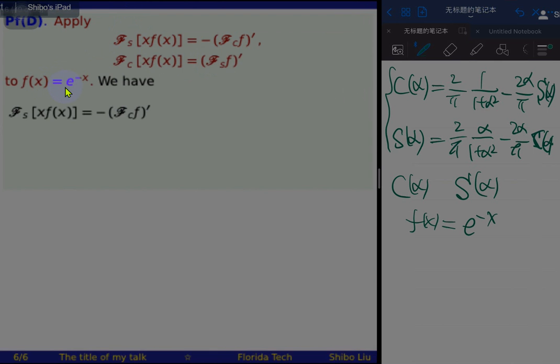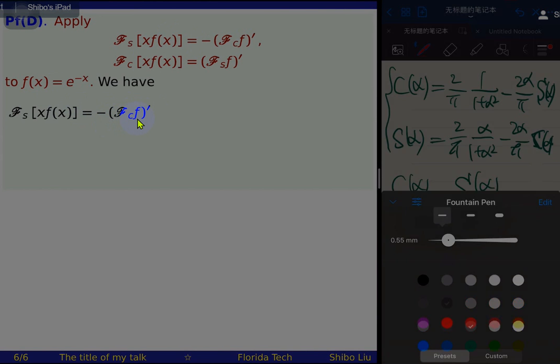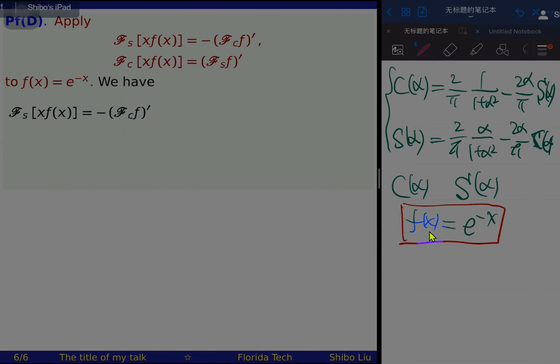So what can we get? The Fourier sine transform of our function, that is x e to the minus x, by this property equals minus the derivative of the Fourier cosine transform of f. But our f is exponential of minus x, and we know its Fourier cosine transform. Its Fourier cosine transform is square root of 2 over pi times 1 over 1 plus alpha square. So you're taking the derivative. This is a function of alpha. Taking the derivative of this, you get this result. Okay, so we immediately obtain what we want, the Fourier sine transform of our function.